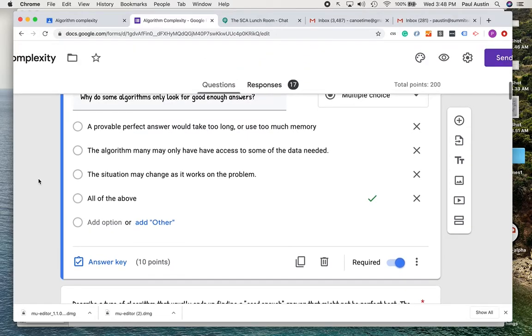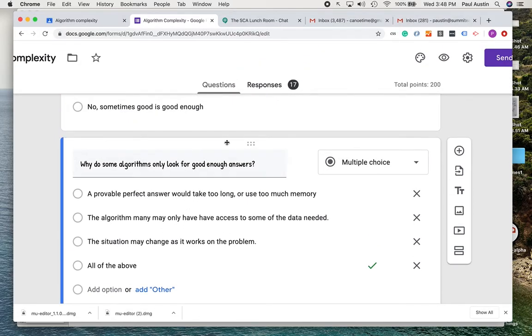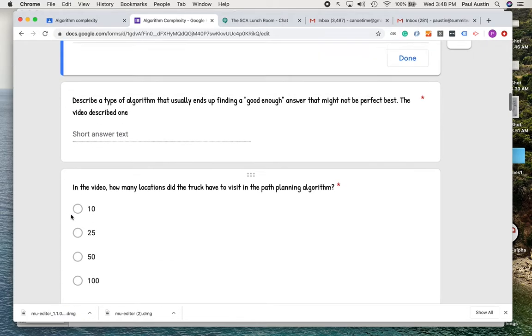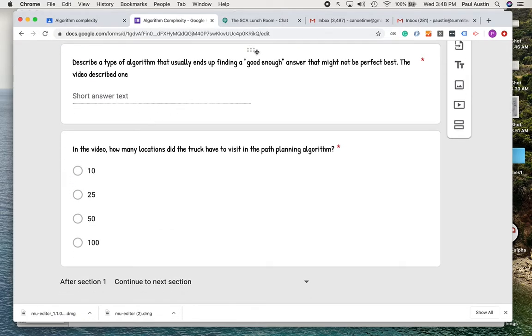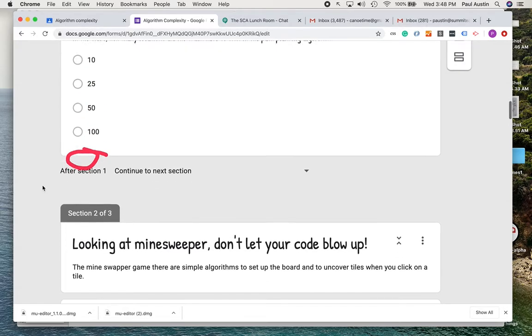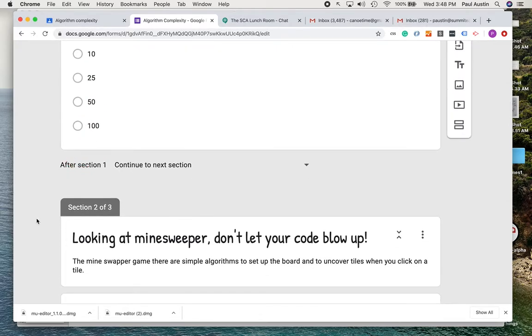All right, describe an algorithm that usually ends up good enough. The classic one here was a pathfinding algorithm. And in this video, the answer here was there were 25 trucks. So I'm glad. I think a lot of you guys got that right. So that means you did watch the video.